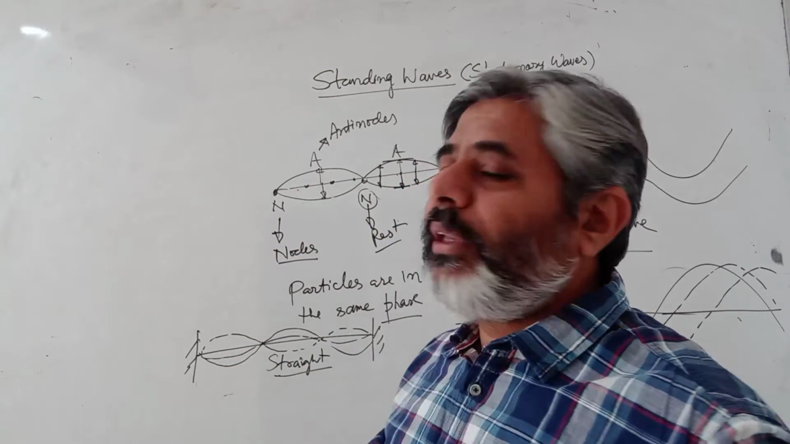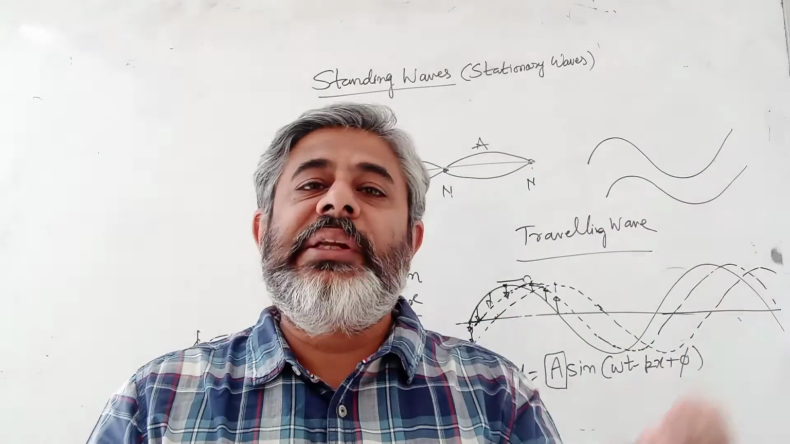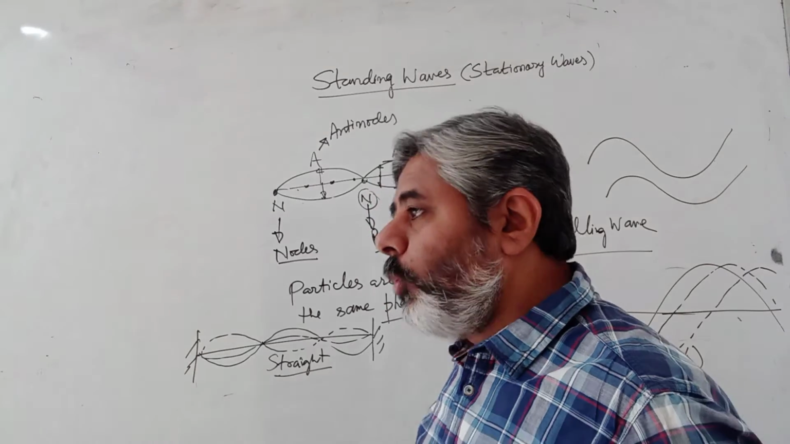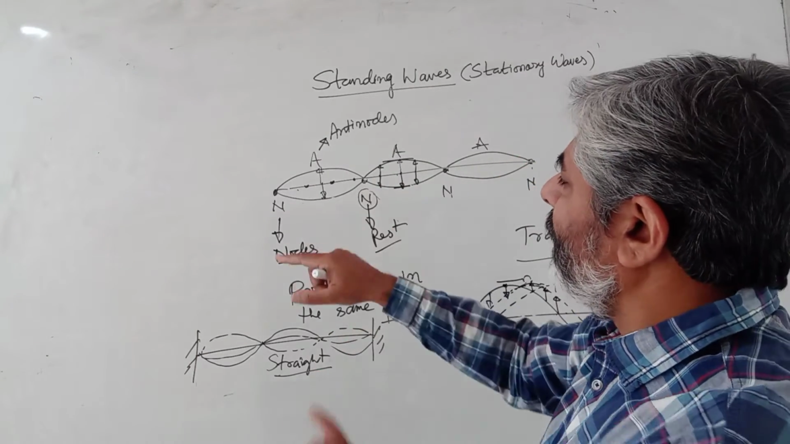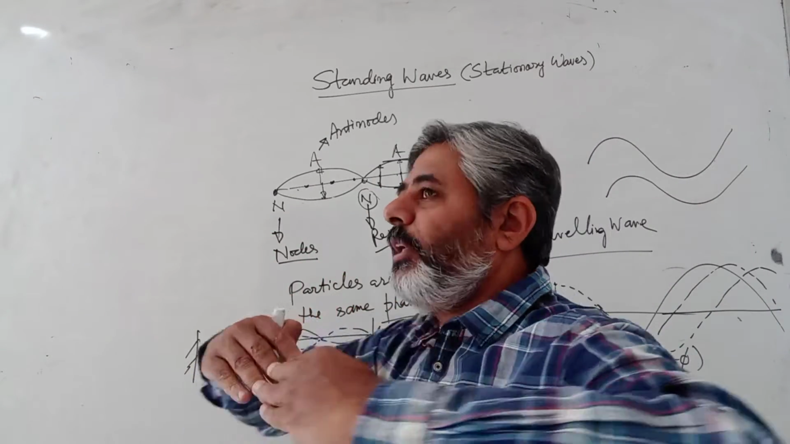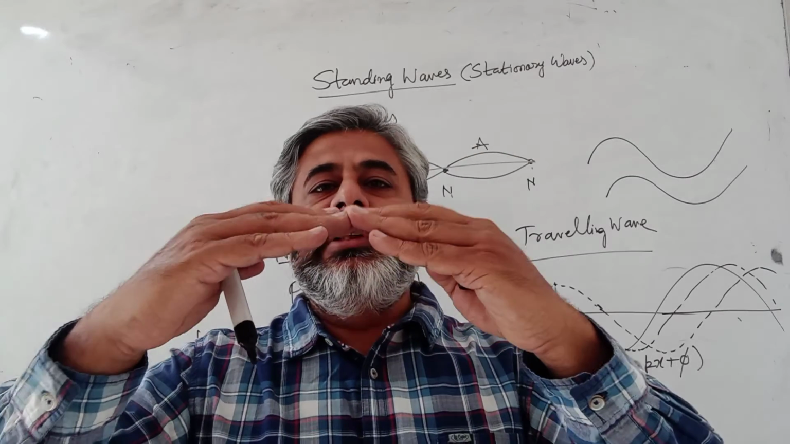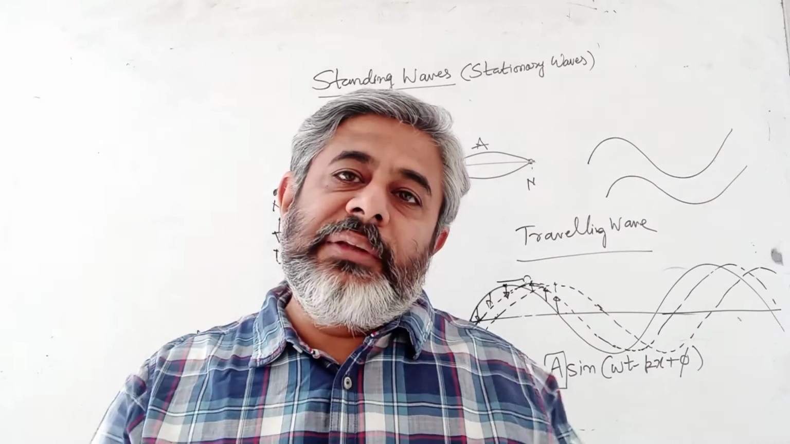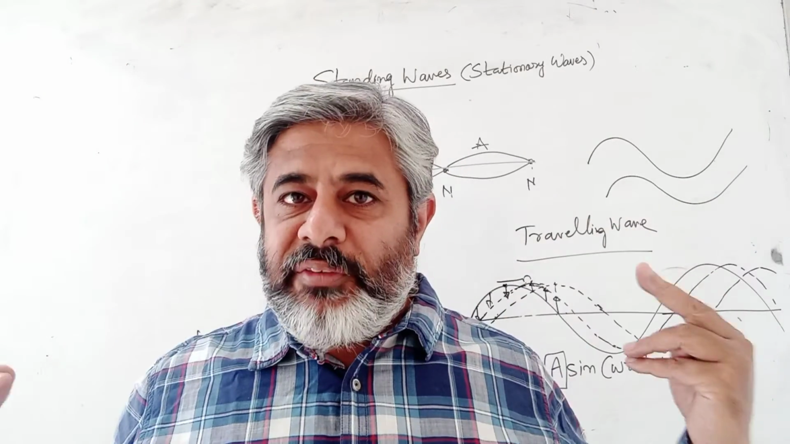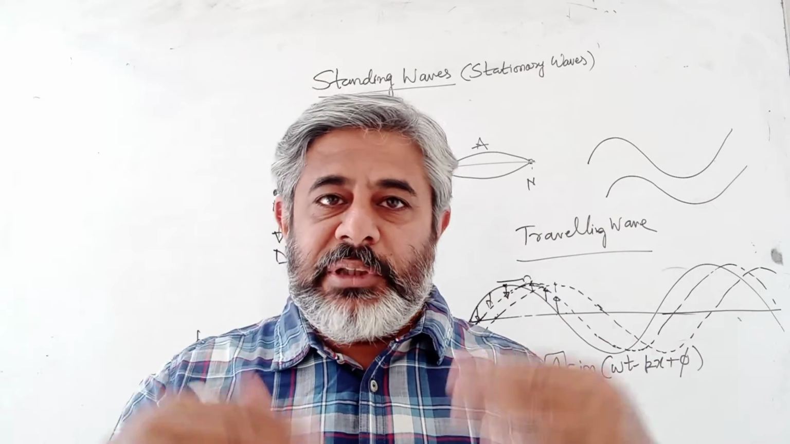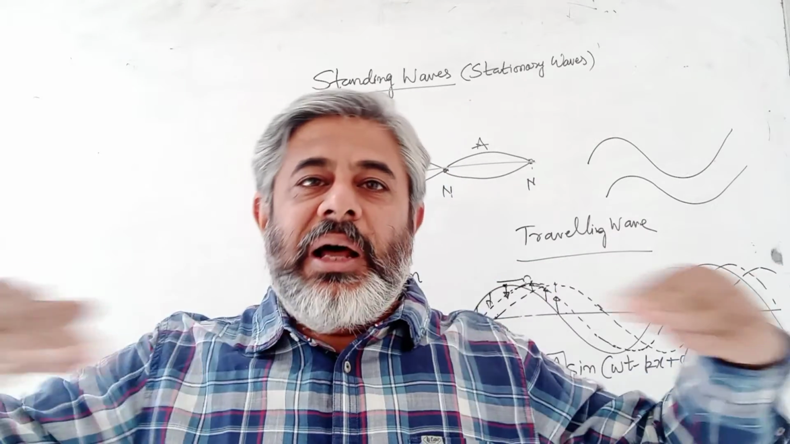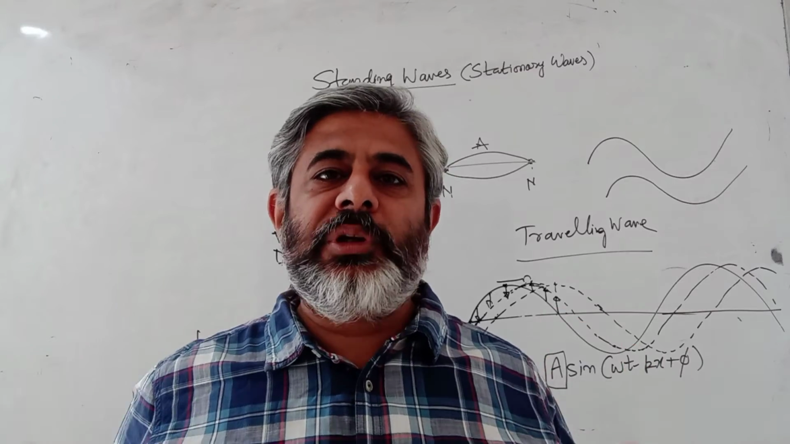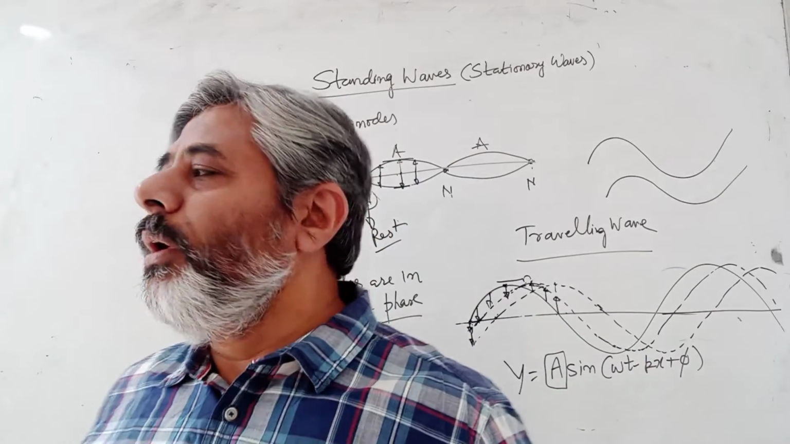So all the particles are in the same phase. Same phase means all of them go to their extreme position simultaneously, all of them pass through their mean position simultaneously. Of course, the energy fluctuates between kinetic and potential. So when the shape is like this, the entire energy is potential, and when the string is absolutely straight, when you feel that there is no wave, but there is actually a wave, because just after some time the shape will change. The particles are moving with maximum speed, so kinetic energy is maximum and potential energy is minimum.